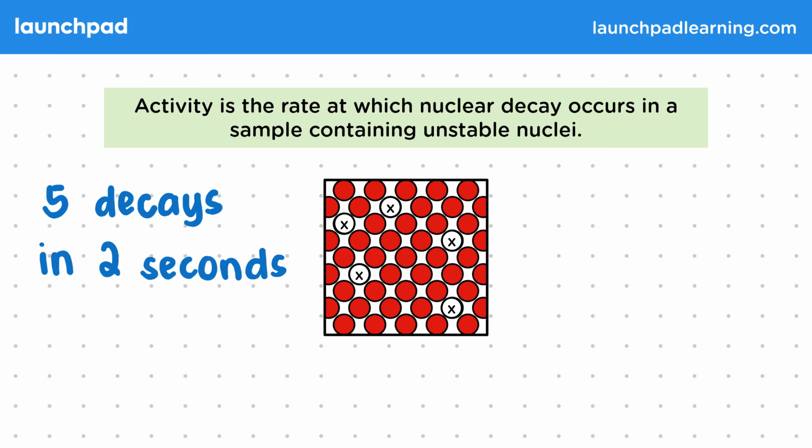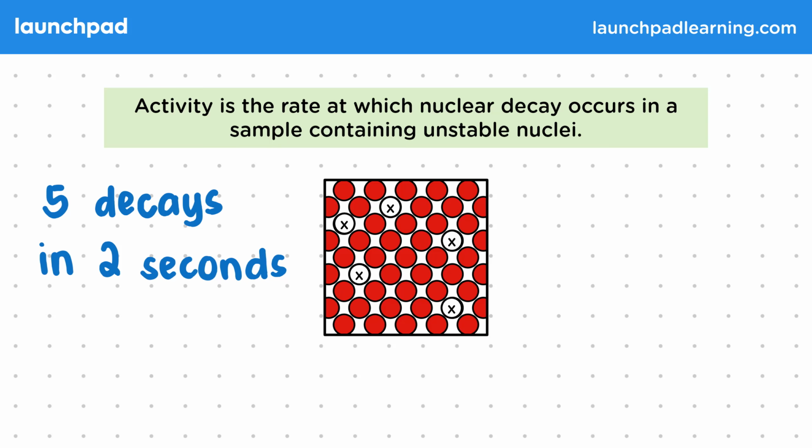Remember that nuclear decay is random. The decays aren't spread out evenly over this time, and the activity can change slightly within each 2-second period. Therefore, it's best to measure activity over long time periods or for large numbers of decays. That way there's less variation due to the random nature of the decays.